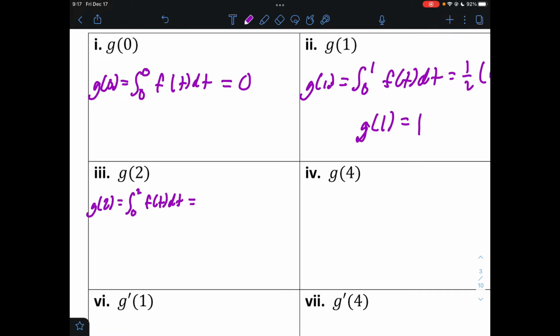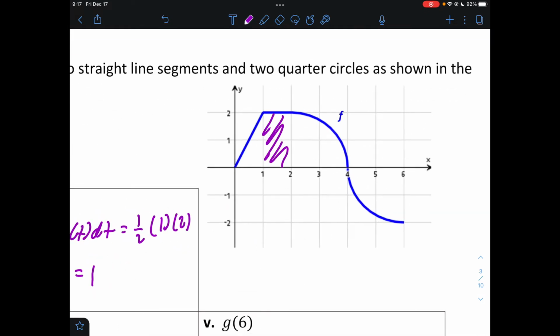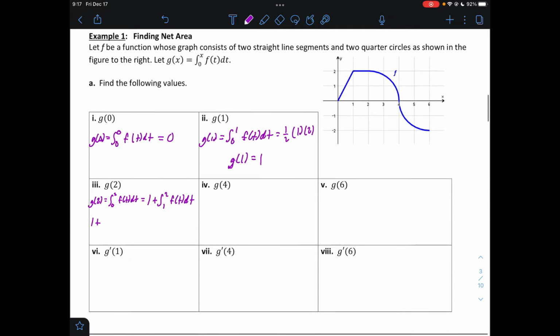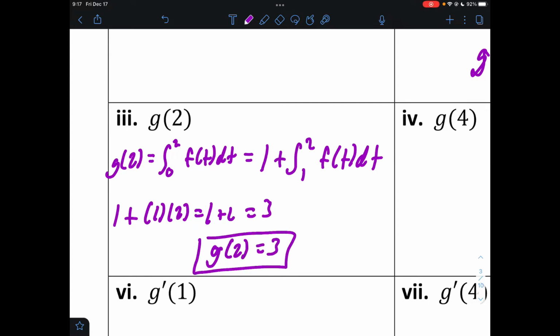We can do 1 plus the integral from 1 to 2 of f of t dt, because we already know that g of 1 is 1. So now we have 1 plus the rectangle from 1 to 2, which has a length of 1 and a height of 2. So that would be 1 plus 2, or 3. So g of 2 would be 3.